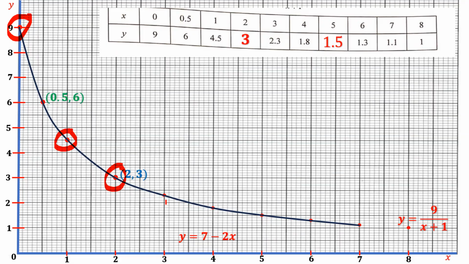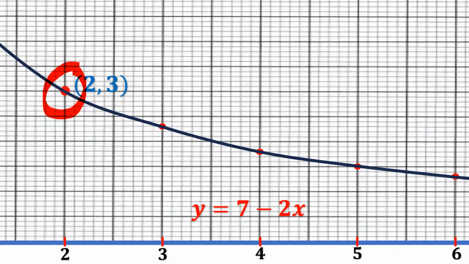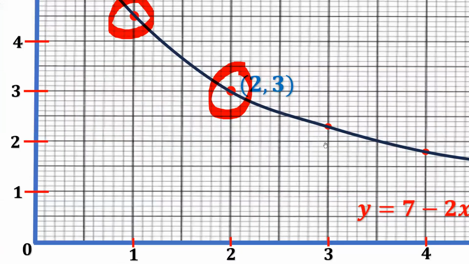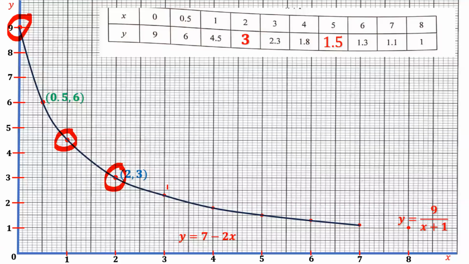2.3. So let's look carefully. Let me start this over. Let's go over to the other side. Okay, so we have 3 and 2.3. This is 2. This is 2.1, 2.2, 2.3. Okay, all right, good. So 3 and 2.3 right here.